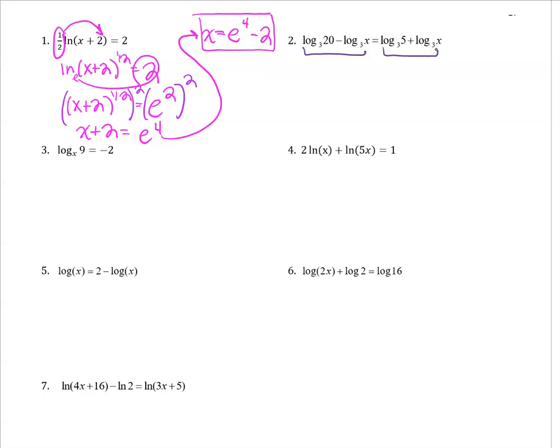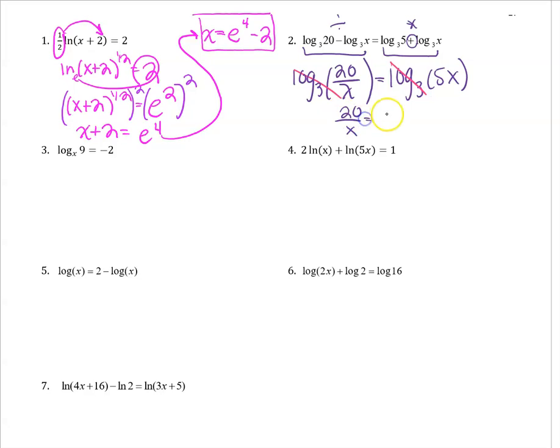Subtraction relates to division, so that means this is log base 3 of 20 divided by x. Addition relates to multiplication, so this is log base 3 of 5 times x. Log equals log, so we have 20 over x equals 5x over 1. I'll go ahead and cross multiply.